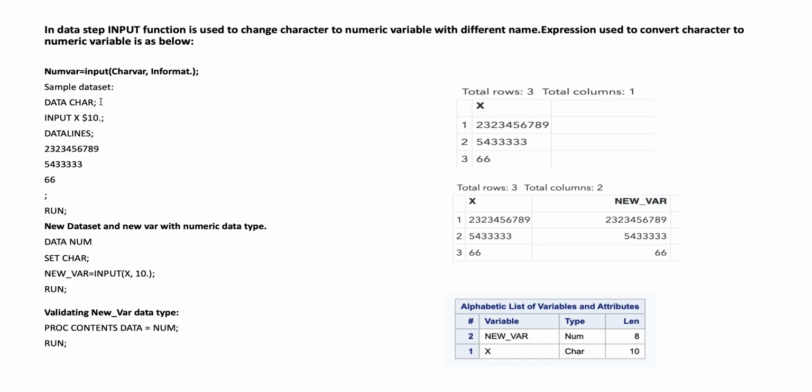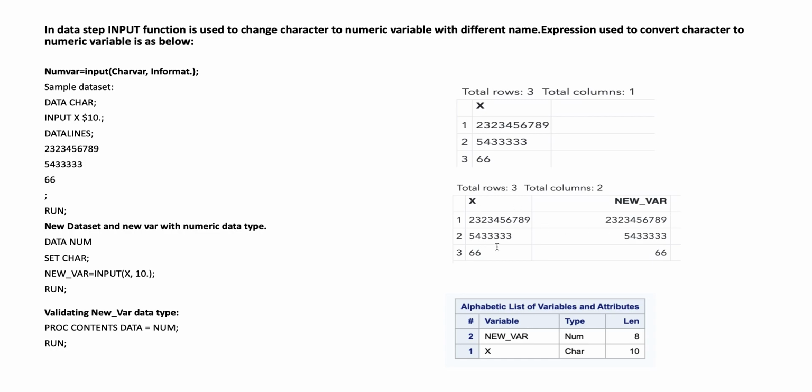A sample dataset. Dataset name is char input x, which has 3 rows and 1 variable x. When we run the first set of code, it generates the dataset, which has 1 variable and 3 rows. Now we have the second set of code that converts the character variable to a numeric variable. Dataset name num, set char, that means we have used the previously created data. New var equals INPUT x 10., which is the informat, and run. When we run the second set of code, it will generate the result as shown on the right side of the window, from the second table, which has two variables, x and new var, where new var is the newly generated variable.